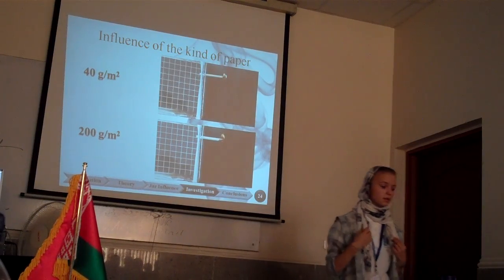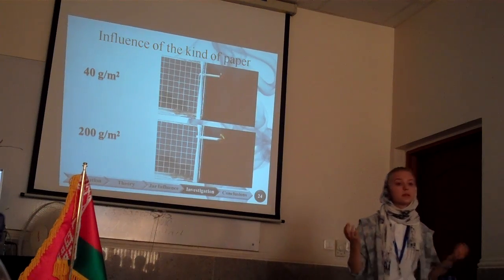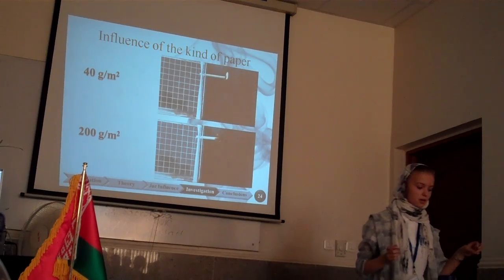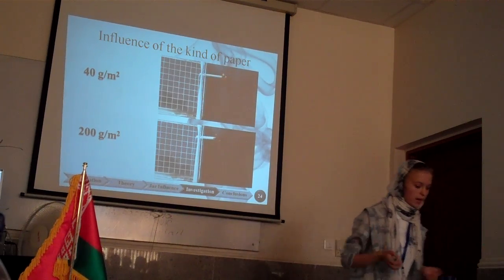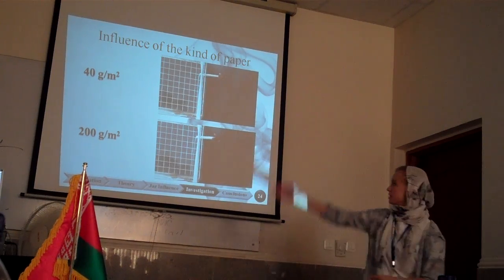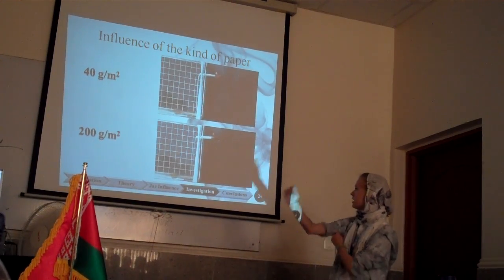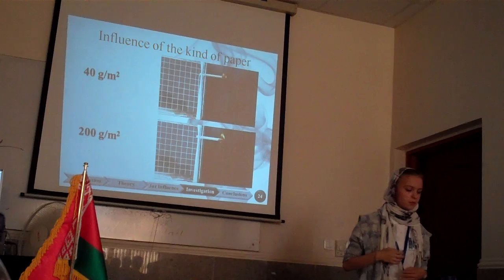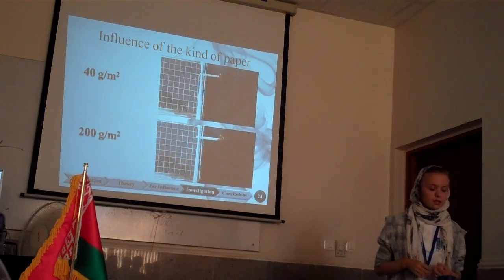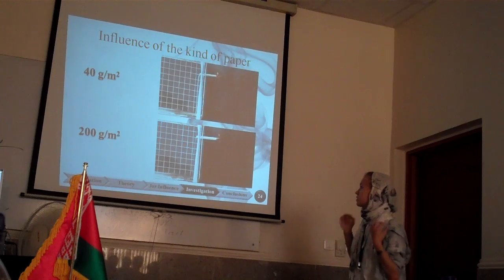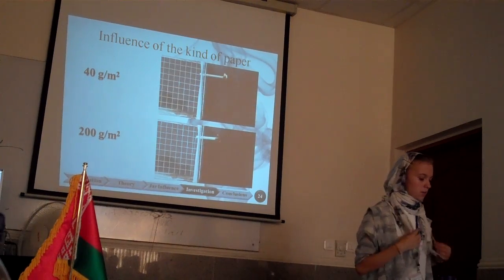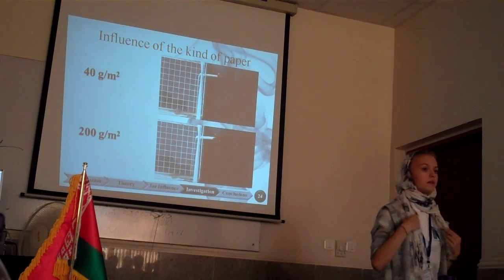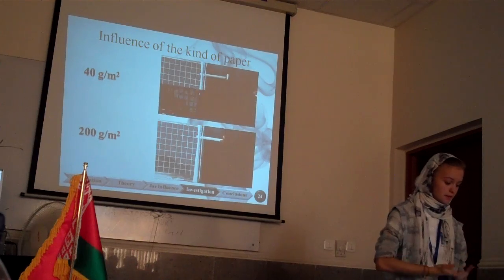And now let's consider the influence of the kind of paper. We used 3 different types of paper. It was usual office paper with density 80 grams per square meter. We used a thinner one, which is 14 grams per square meter, and a thicker one, a photo paper with density 200 grams per square meter. And really, the changes were great because with different kinds of paper, there is a different nature of burning.